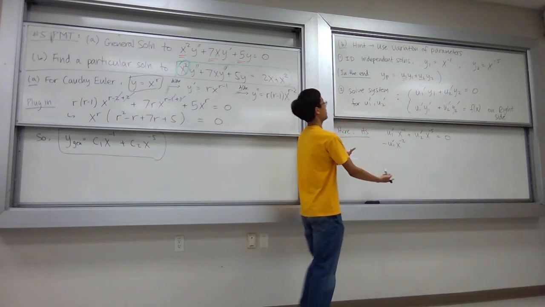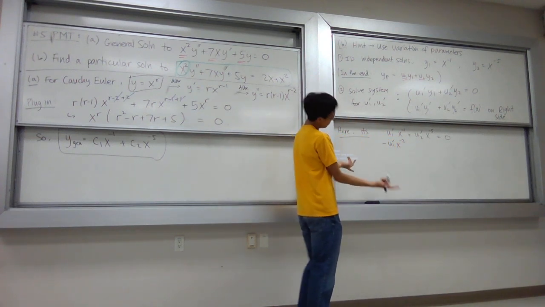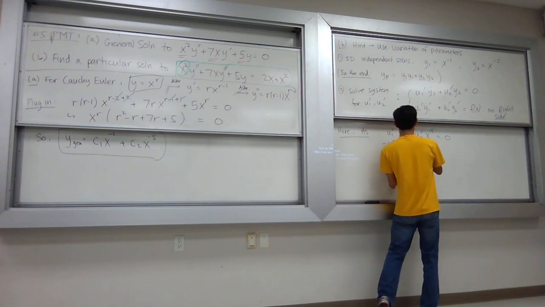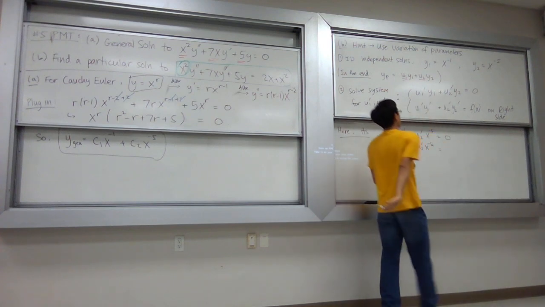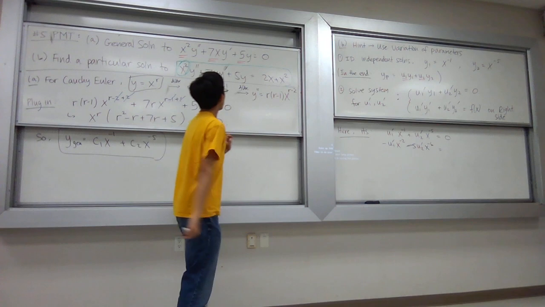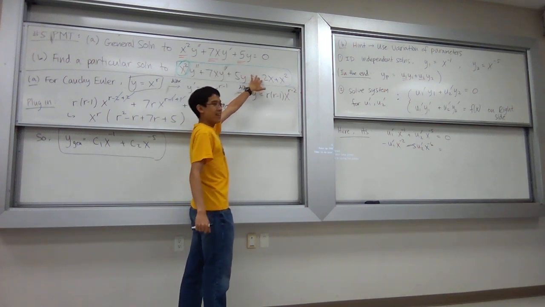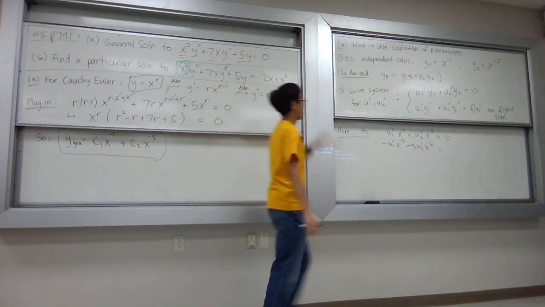What about the derivative of the second one? Negative 5x to the negative 6. Yeah, so it's the same pattern from polynomials, right? Negative 5 u2 prime x to the negative 6. And then now, the right-hand side. It's almost this, right?